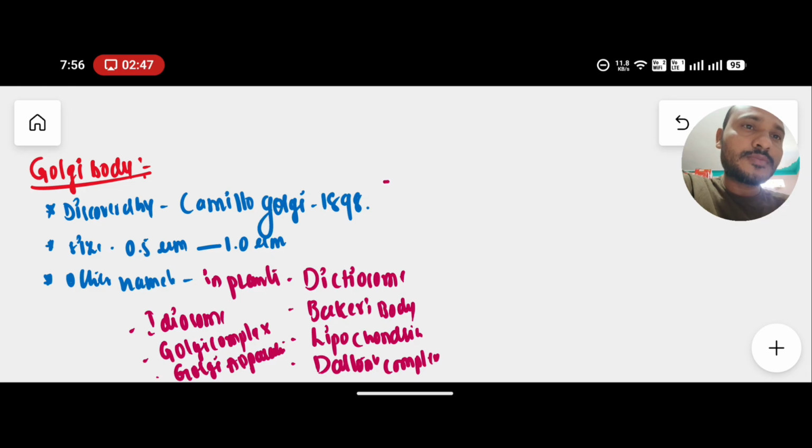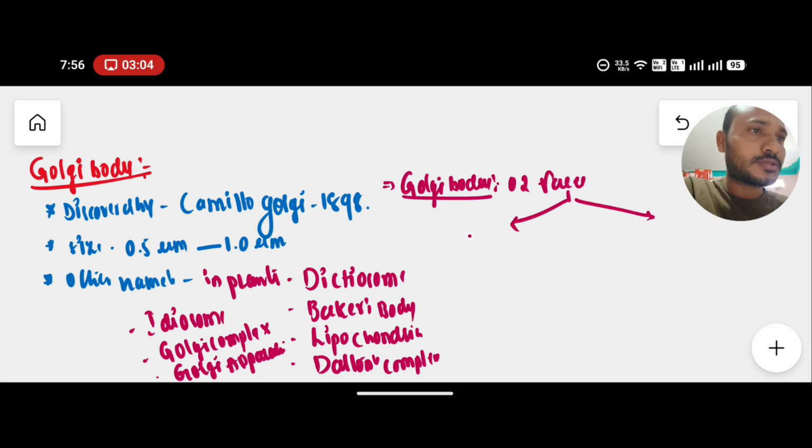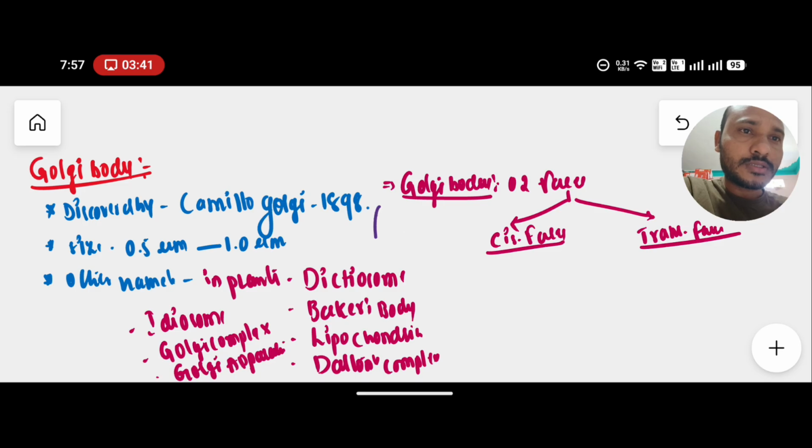Generally, this Golgi body has two faces: towards the nucleus it has the cis face, and towards the plasma membrane it has the trans face. We will discuss how they are formed. So first the cis face and one more, the trans face. Here I am explaining the arrangement with an example: this is the cell, and the center of this cell is the nucleus.